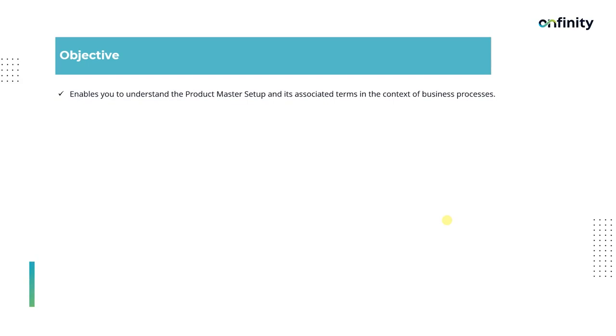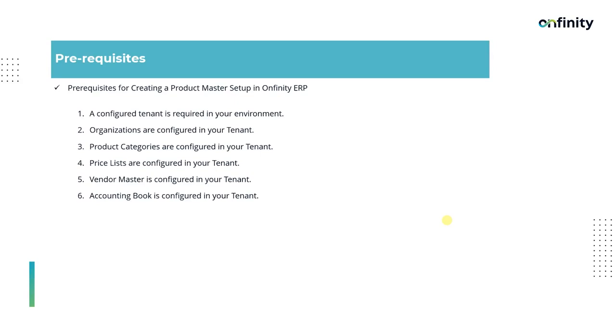business processes. To set up the product master in Onfinity ERP, you require a configured tenant in your environment. Organizations must be configured, product categories must be available, price lists should be defined, and the vendor master should be configured. The accounting book must also be set up.